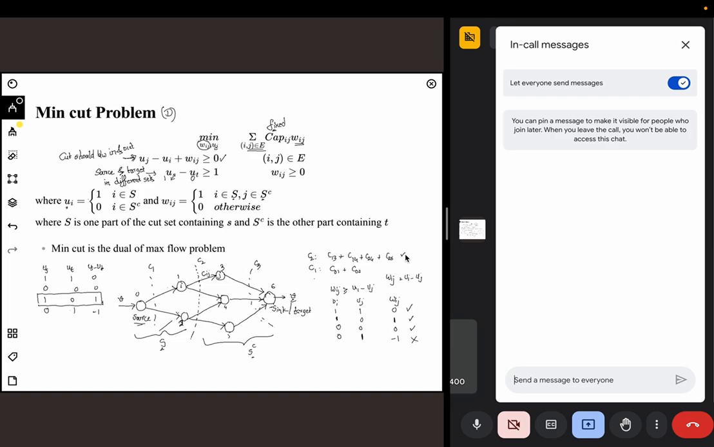No, no. We solve this problem and Wij will come as a solution out of it. This is a solution. Once you formulate this problem and then solve it, this is a solution you will get.